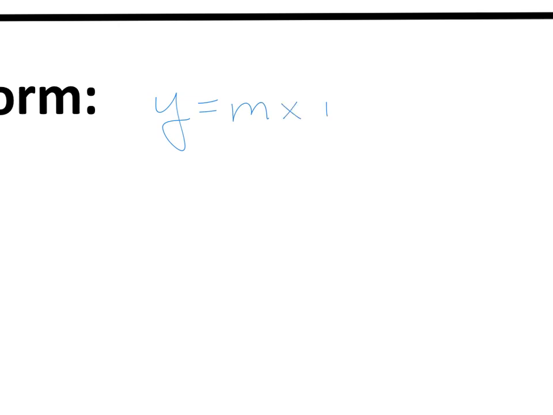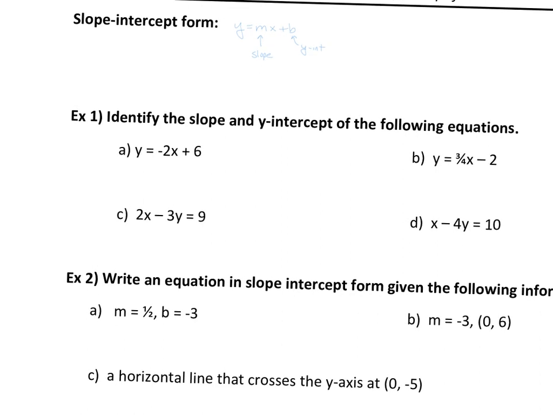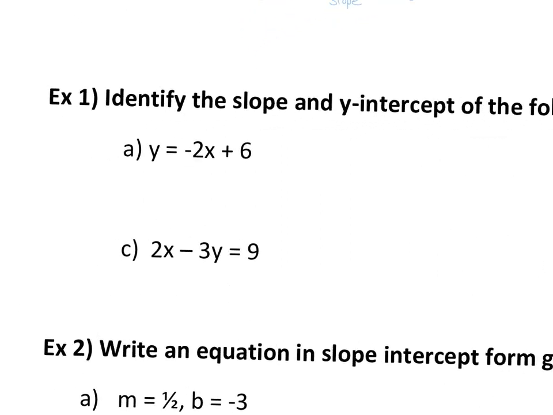So slope-intercept form is y equals mx plus b, where m is your slope and your b value, that's your y-intercept where it crosses the y-axis. Okay. All right. So the first thing it's asking us to do is just to find the slope and the y-intercept.